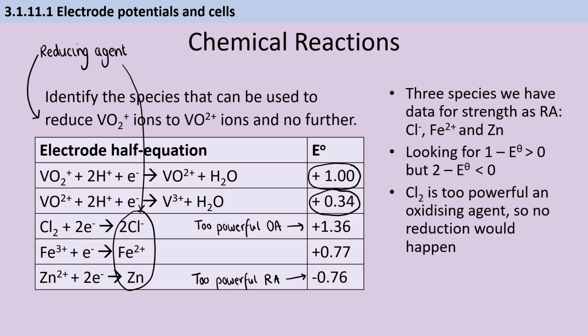If we look at our zinc, then that's too powerful of a reducing agent, so while it would do that first reduction step, it would also continue to reduce this down to vanadium 3+. So then we've got our Goldilocks, which is iron 2+.